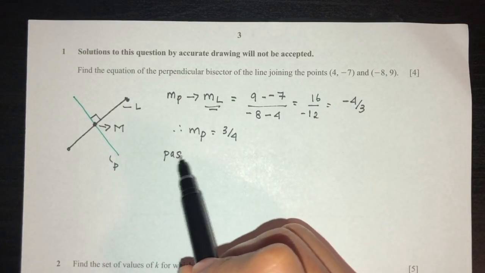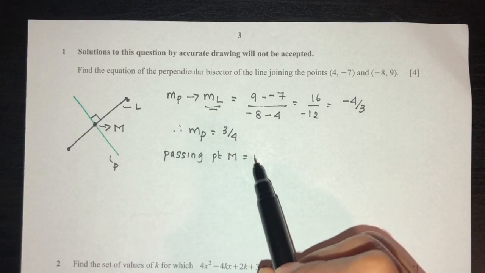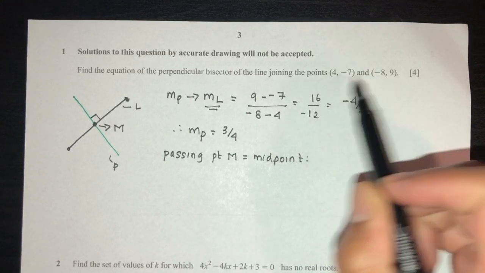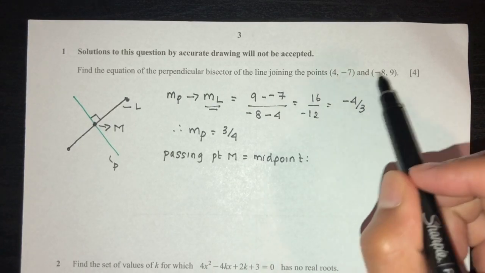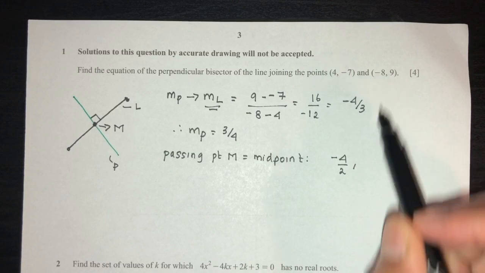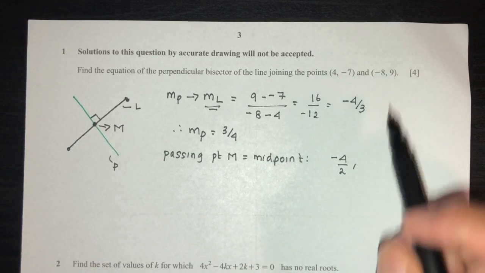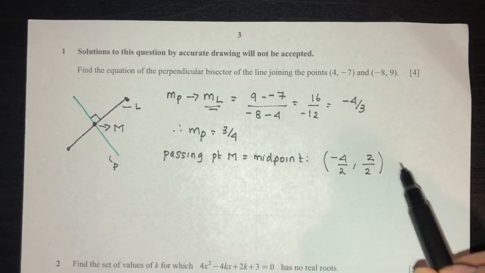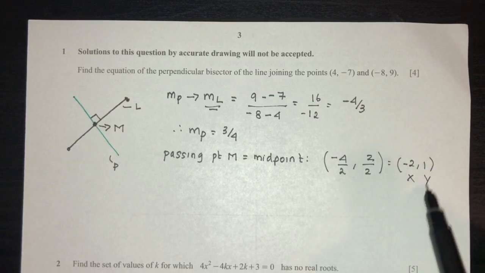So the passing point M is the midpoint of the line L. To find this, we can use these 2 points again. So x1 plus x2, so 4 minus 8 will be minus 4, divided by 2. Minus 7 minus this should be plus. That should be minus 2 actually, over 2. That will give you minus 2, 1. This is x and y.